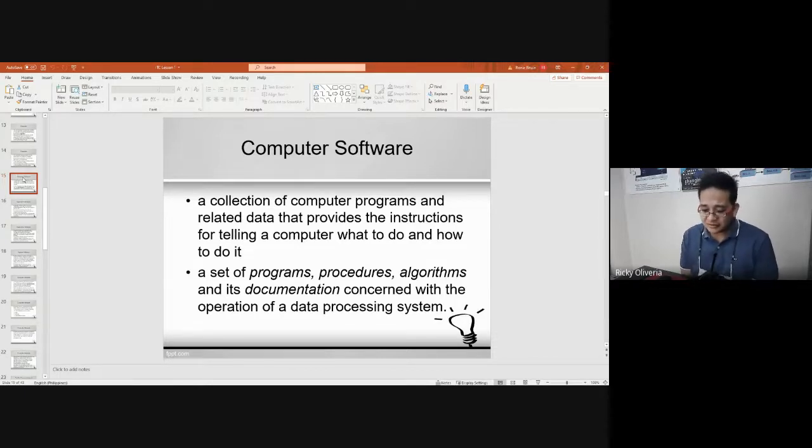Pag sinabi natin particular task, ano to? Let's say gusto ko mag-type ng document, Microsoft Word. Okay? Gusto kong gumawa ng parang check and balance, Microsoft Excel. Gusto kong gumawa ng brochure, I'll go to Photoshop. So that means each software does a particular task. And that is a computer software. Okay? They are designed to solve a particular task.